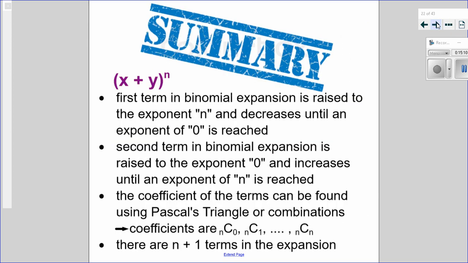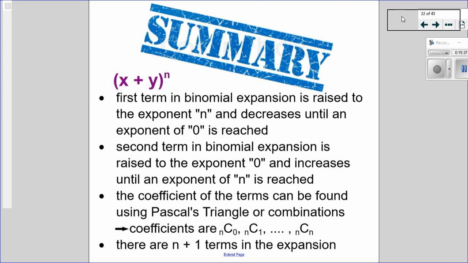So to summarize my lesson here, x plus y to the exponent of n, the first term is raised to the n exponent, decreasing by 1 until 0. My second term in the binomial expansion is raised to the 0, increasing by 1 till I reach an exponent of n. You can always find your coefficients using Pascal's triangle or using the combinations. And remember, there are always n plus 1 terms in the expansion.